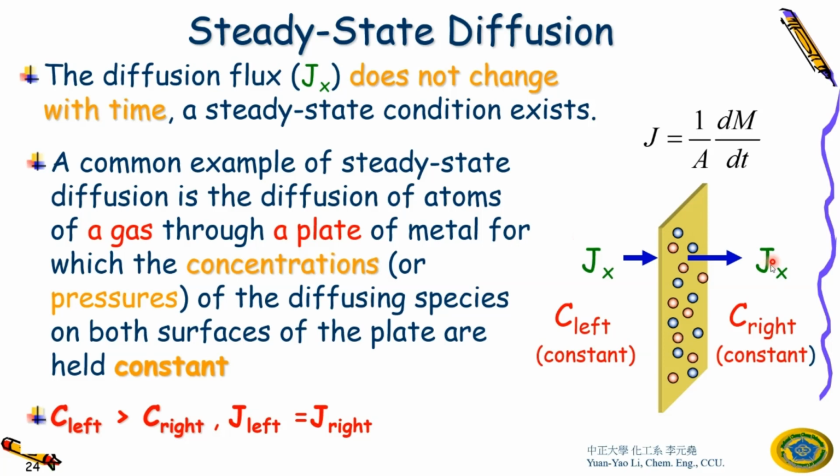Why? Because when we talk about diffusion, we always talk about concentration gradient. The force of the diffusion is driven by the concentration gradient. So if you have a greater concentration at the left, the mass will move from left to the right. Vice versa, if the concentration on the right-hand side is greater than the left-hand side, the material will move from the right to the left.